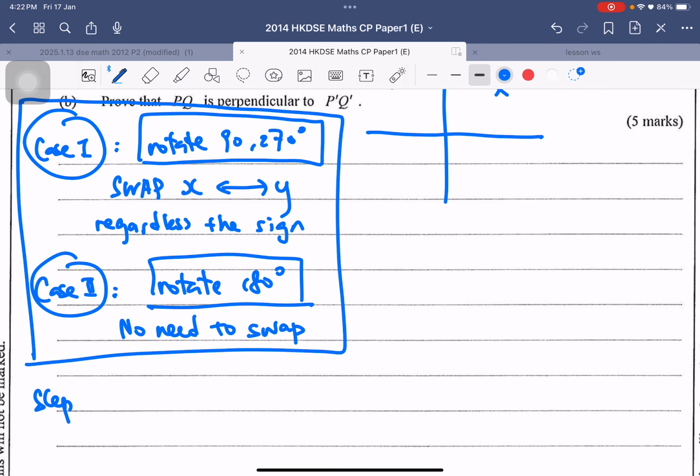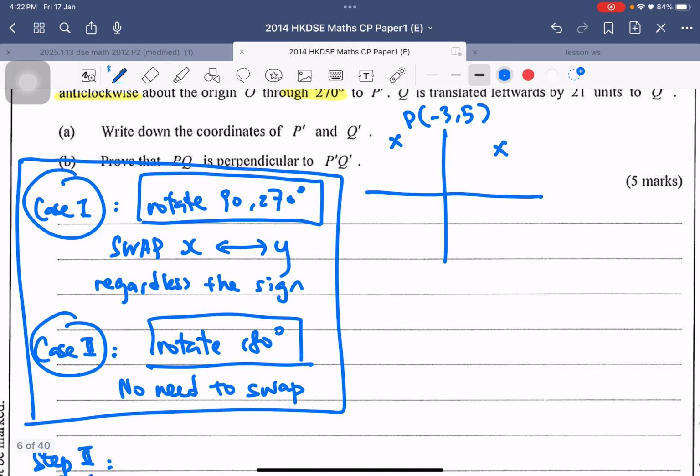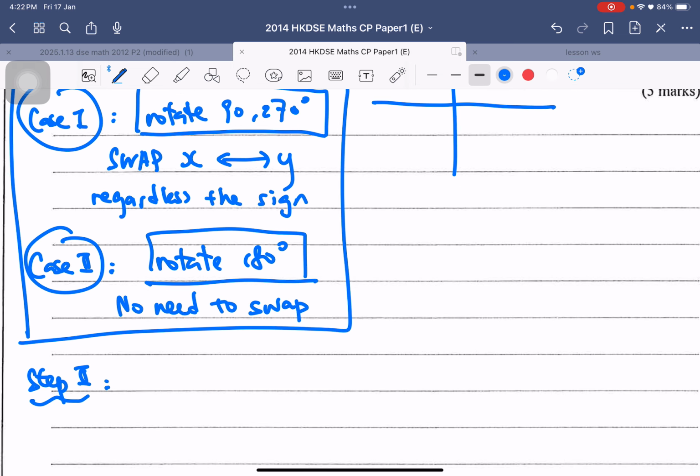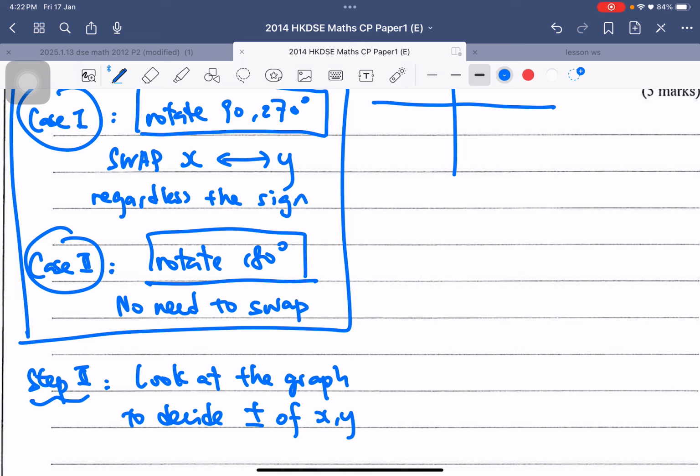Step 2. You look at the graph to decide the positive or negative of the x and y coordinates. Okay?